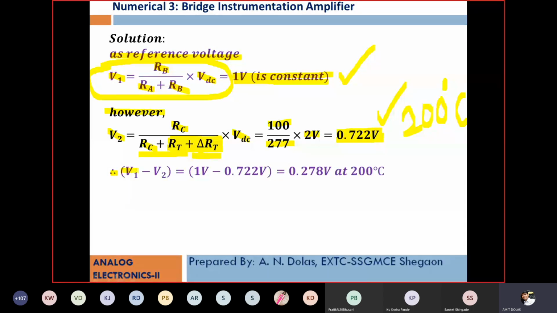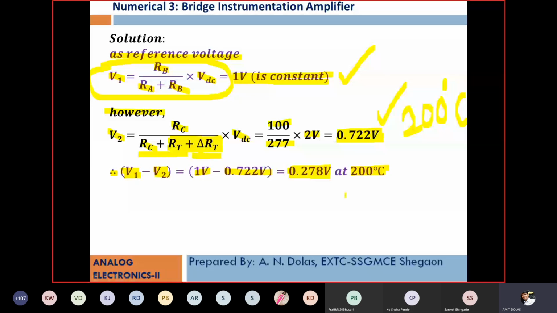Now coming to the difference, because the instrumentation amplifier always amplifies the difference between its input terminals. Therefore, the difference V1 minus V2 will be 1 volt minus 0.722 volt, that is 0.278 volt, which is the differential voltage at 200 degrees centigrade. Very easy problem, very easy solution for getting 14 marks. So 0.278 volt at 200 degrees centigrade. It is a maximum change now because the maximum temperature is 200 degrees centigrade.